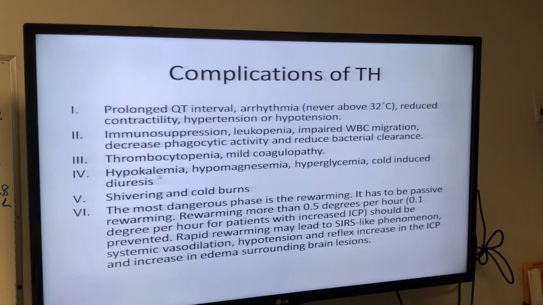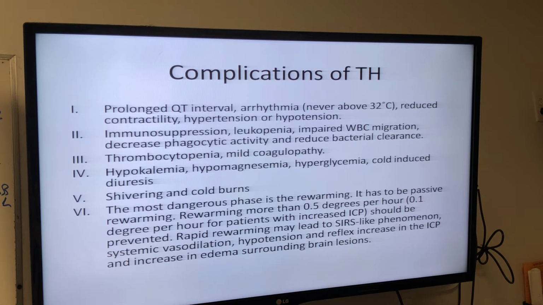Now, these are important: hypokalemia and hypomagnesemia. When the temperature goes down, the potassium and magnesium go down with it. When the temperature goes up, the potassium and magnesium go up. So if you have somebody with hypothermia coming to your ER, for example, and you want to warm him, and his potassium is 3.4, don't give him potassium. It's going to get high.